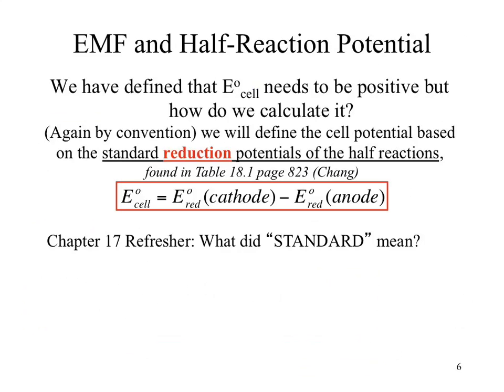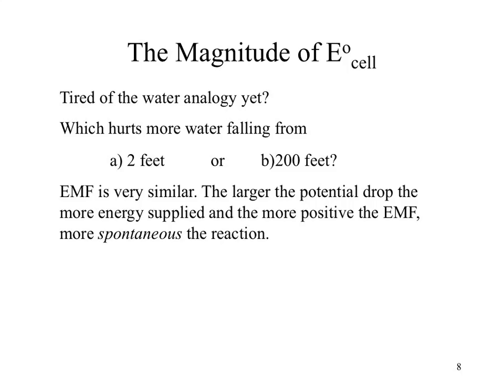Okay, now we got to make everybody dizzy as I flip through it. Okay. We can go back to the magnitude of our cell potential. So we looked at the magnitude of our reduction potential, and we said the more positive our reduction potential, the more likely it was going to be reduced, or the easier it would be reduced. What about our cell potential?